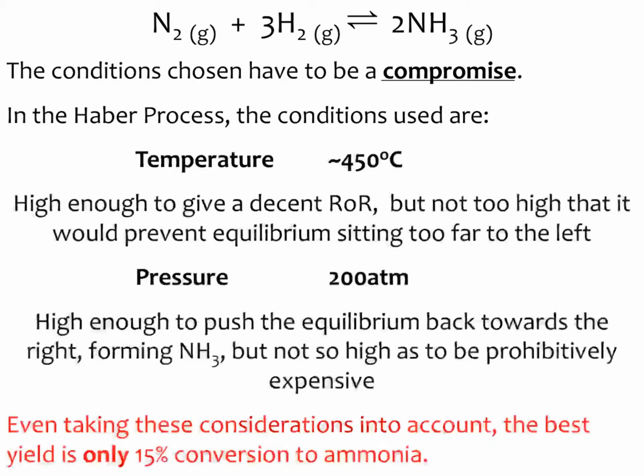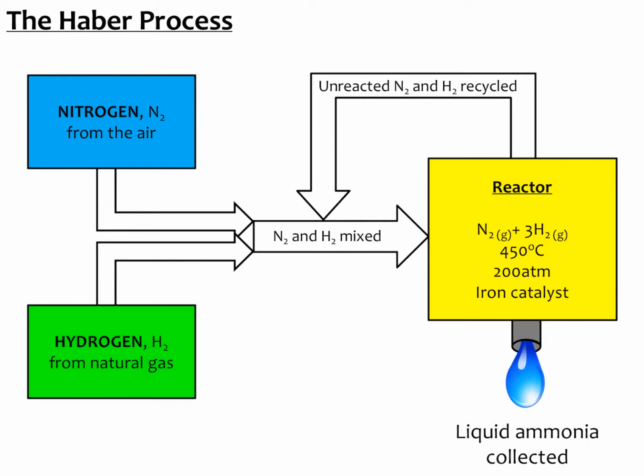That's pretty good, because what they do is they recycle any unreacted nitrogen and hydrogen back in, as we can see up here. What they also do is they use an iron catalyst, which just helps to increase the rate of reaction without needing to change the conditions too much. You don't need to know that diagram, but it's just useful to be able to see it.